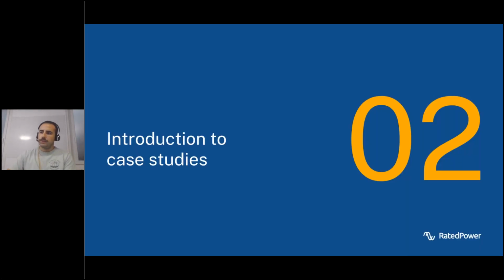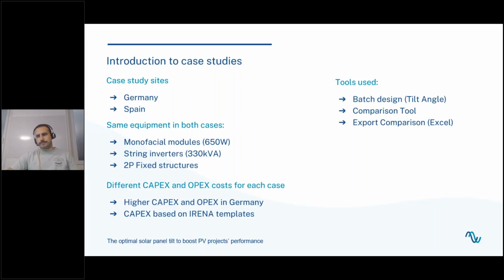So let's introduce first the cases. We have two sites, as we saw already, one in Germany, one in Spain. We'll be using the same equipment in both designs. So we'll be using monofacial modules, string inverters, and also 2P or 2-portrait fixed structures. Okay. We'll be using different capex and opex templates based on the country. So in Germany, we'll have a higher capex and higher opex than in Spain.